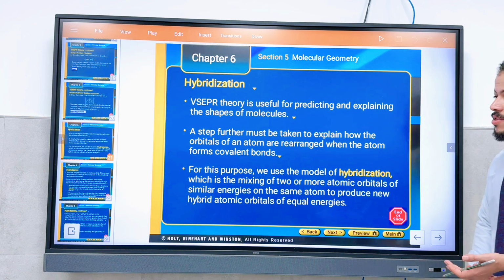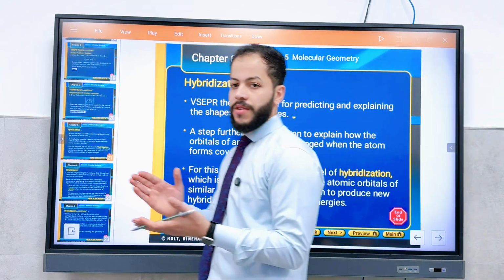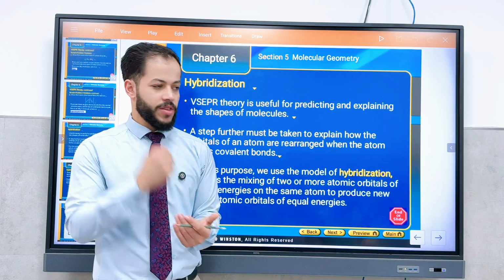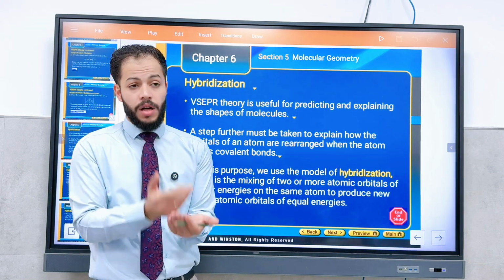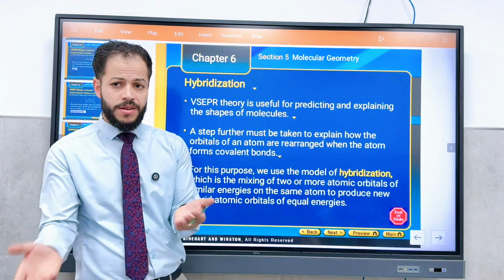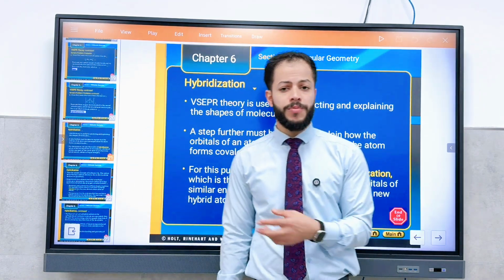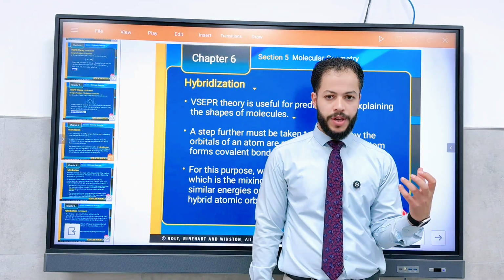Now, we will talk about hybridization. The hybridization, guys, along with the valence shell electron pair repulsion, will explain the molecular geometry. Because in some molecules, when we try to understand, we will see that it's capable only of forming 2 bonds, but actually it's forming 4 bonds. From where do these bonds come?